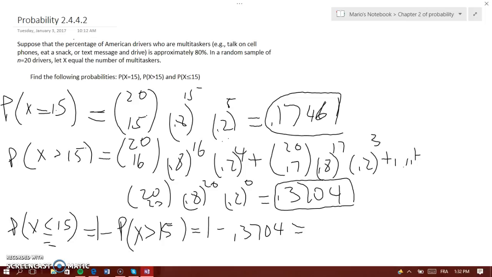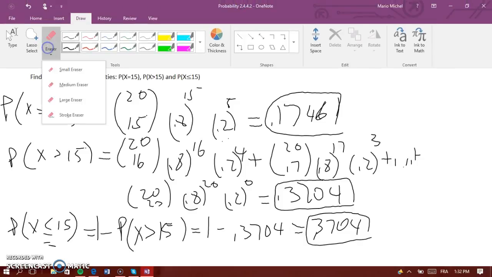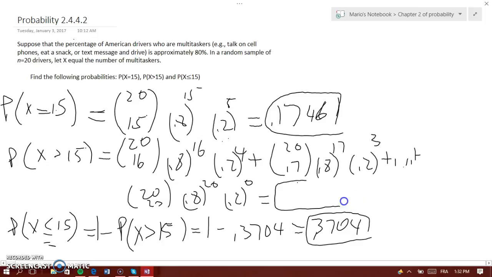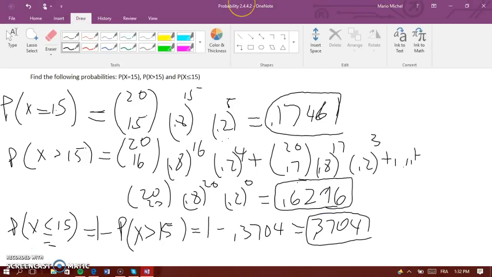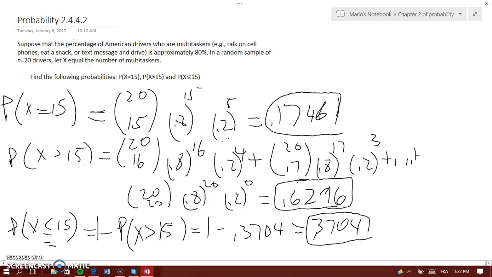Actually, no, that would be equal to 0.3704, my bad calculation. And this one will be equal to 0.6296. I guess I did the wrong calculation and put the wrong number here. So the probability that x is less than or equal to 15 is 0.6296.